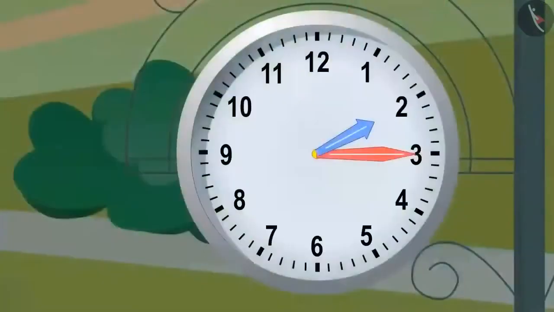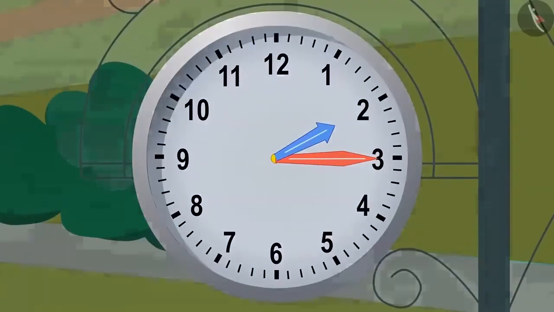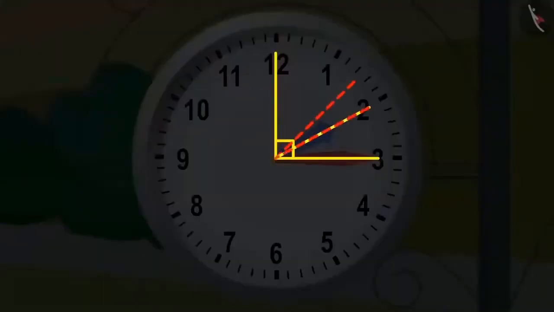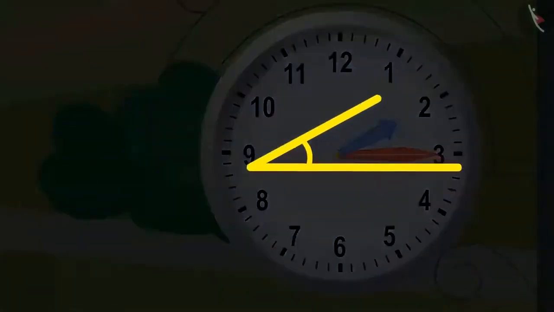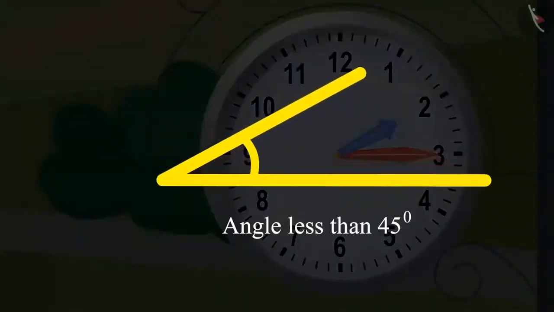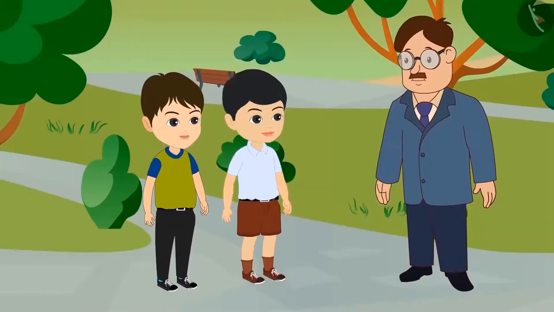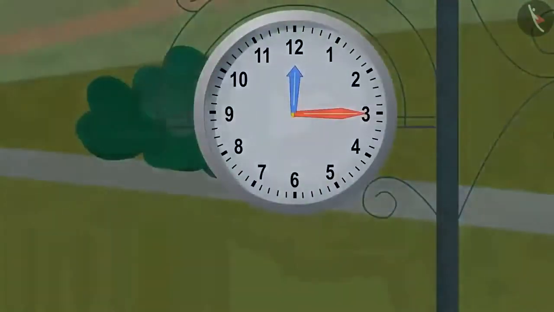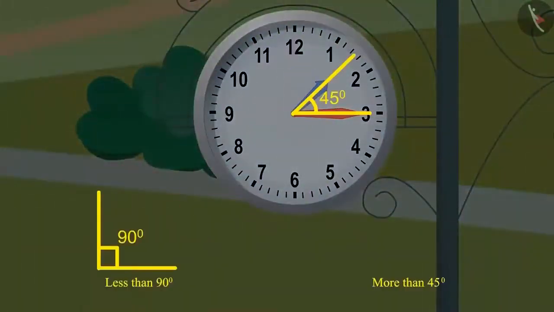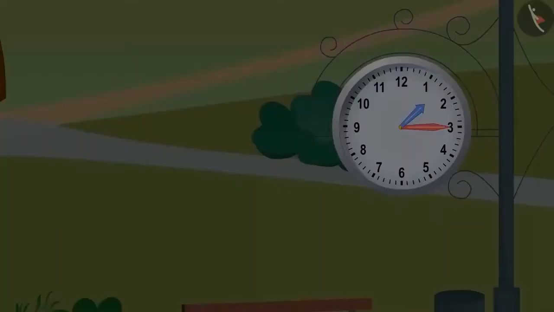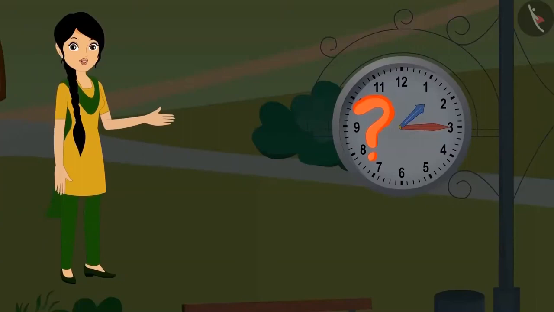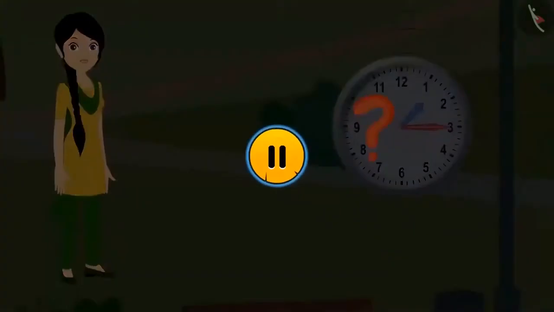But uncle, this angle looks less than 45 degrees, which is half of 90 degrees. Yes, Golu, this is less than 45 degrees. Uncle, is there any angle that is less than 90 degrees and greater than 45 degrees? Yes, Golu, why not? Just think. When will such an angle be formed in the clock? If you want, you can pause the video here and think about it.